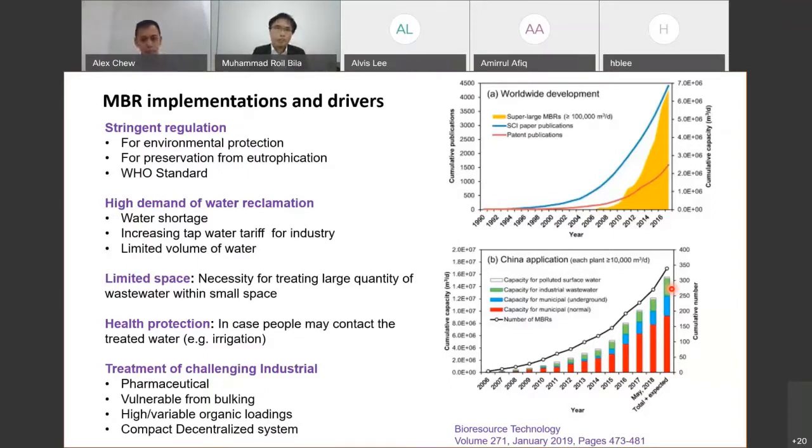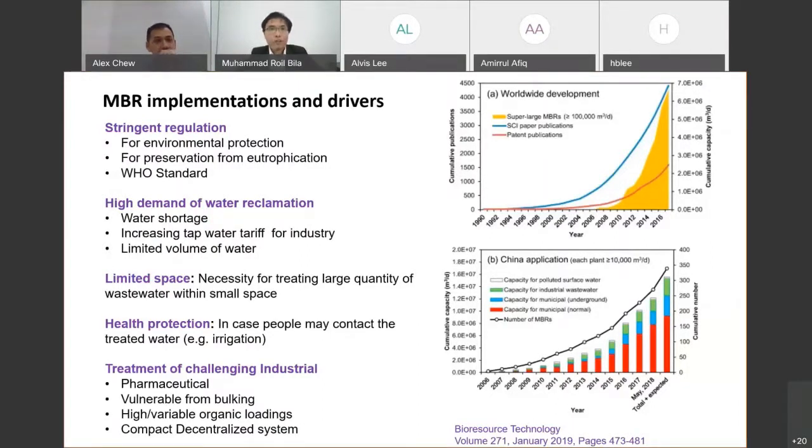So the stricter regulation on the effluent quality drives people to shift from the conventional activated sludge to MBR. Another thing is the high demand for water reclamation. As we are aware, the population is increasing. Basically, it means an increasing need for water, from industrial growth as well as population growth. When you operate your plants, you also need water. On the other hand, the water resources are depleting. So basically, it doesn't match. So the water shortage drives people to think about how we can reuse our effluent.